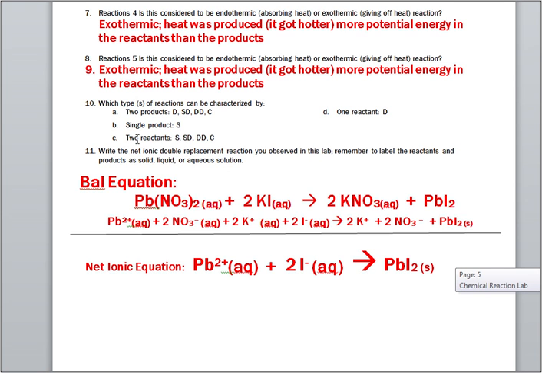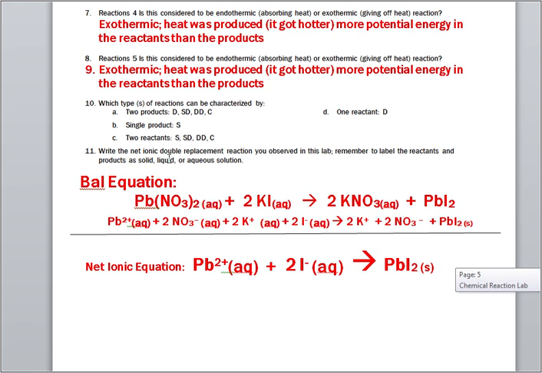C says if you have two reactants, then you could have a synthesis reaction. Could be single displacement, could be double displacement, could be combustion. And then if you have one reactant and we have a chemical reaction, I think that's going to have to be decomposition.